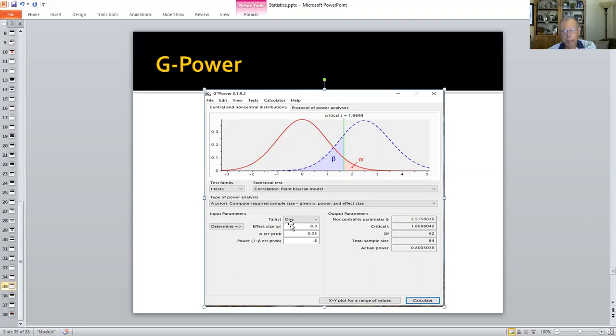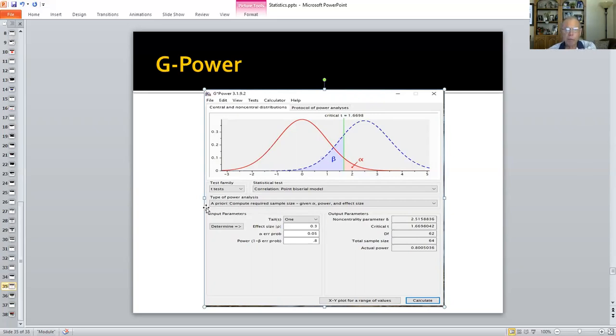Well, it asks us several questions. Let's start with this question first. What type of test are you going to do? You have to check a box here. You have to know what type of test you're going to do. If you choose the wrong one, guess what you did? You messed it up. You have to know the type of test.